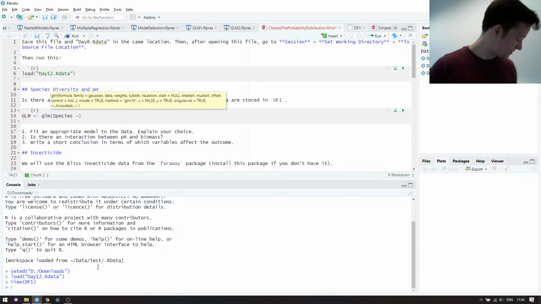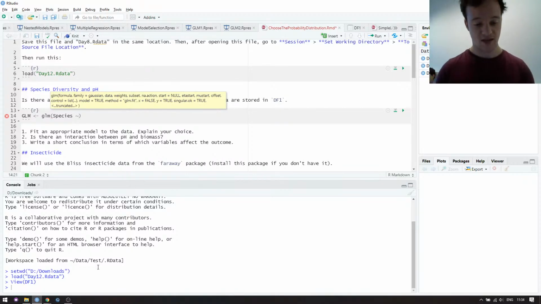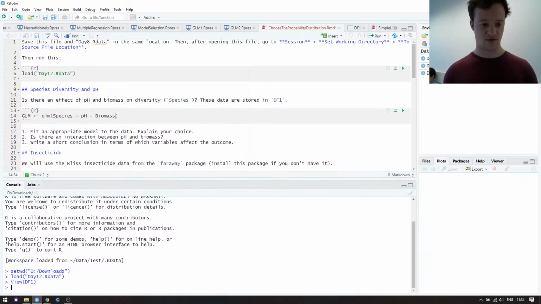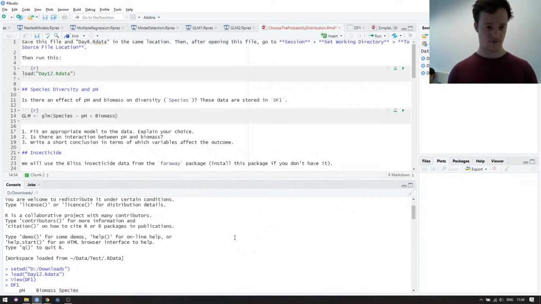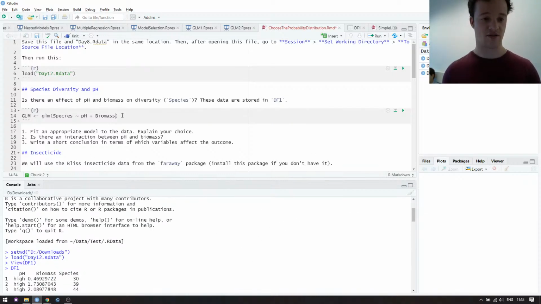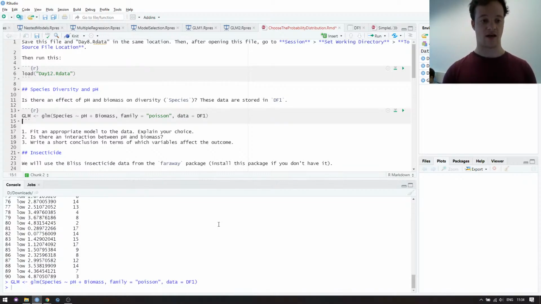I'm going to put the phone somewhere else, otherwise I can't really type. pH plus biomass. Yeah, let's see if I remembered correctly what they were named. Yeah, biomass with a capital B, etc. Okay, and where to find it? So first, family is Poisson in this case. And the data is df1. Okay, I run this, no errors yet, so that's good.